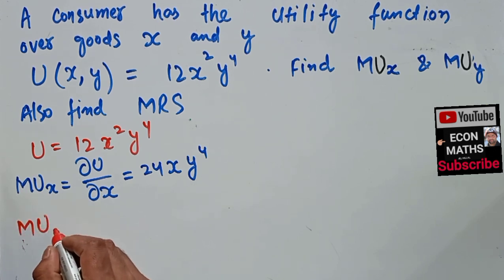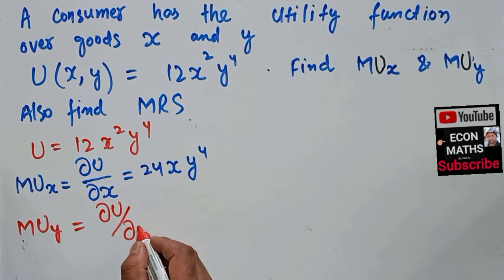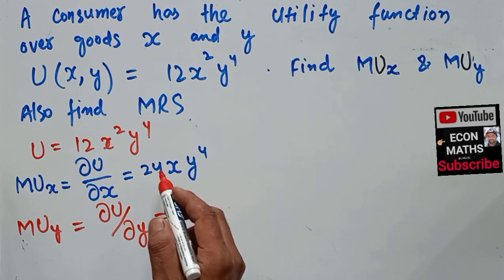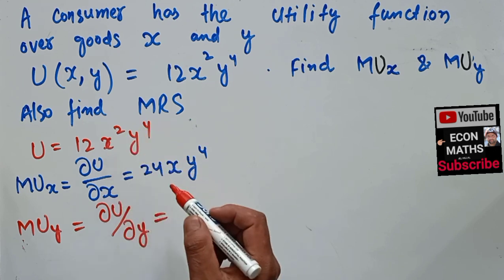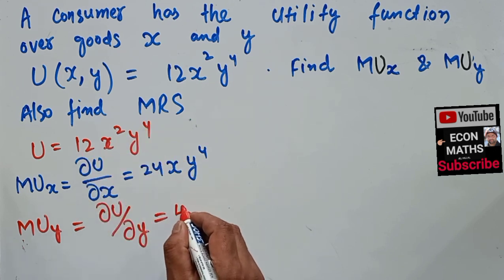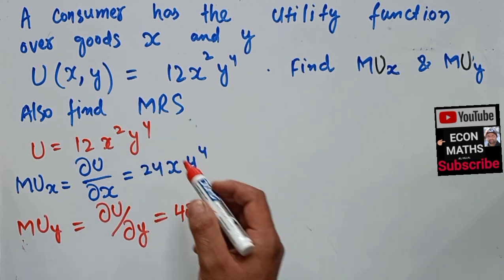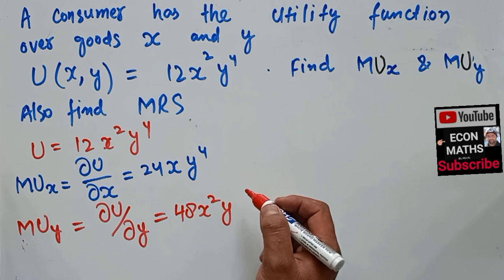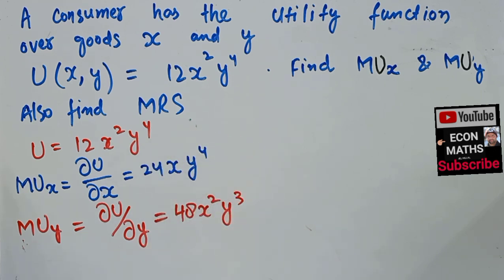Similarly, marginal utility of good y will be equal to the partial derivative of the utility function with respect to good y. So partially differentiating this time with respect to y, the derivative of y raised to the power 4 is 4y cube by the power function rule. So 4 will become the coefficient, 4 into 12 is 48, x square will remain the same, and the exponent of y will be subtracted by 1, so we will get 4 minus 1, which is 3. So this is the marginal utility of good y.